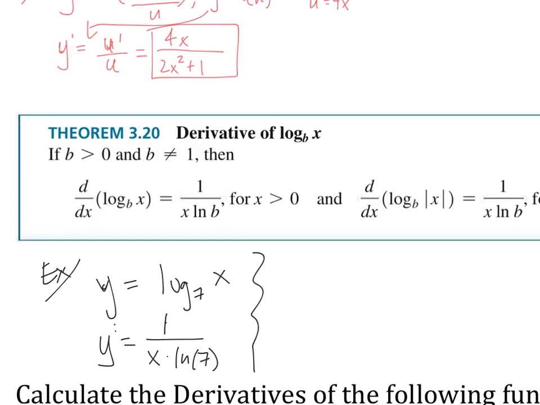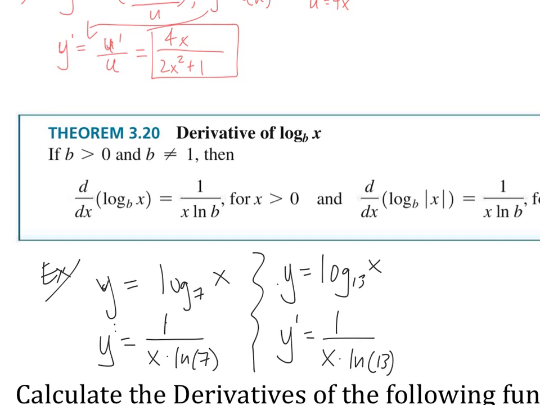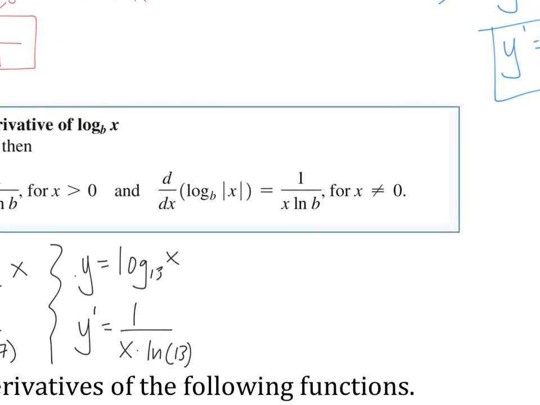Let's look at another example. Let's say I have y equals log base 13 of x. Then my derivative, y prime, is going to be 1 over x times the natural log of 13. And that's all we're going to do on that. All right, so these are just some simple rules.